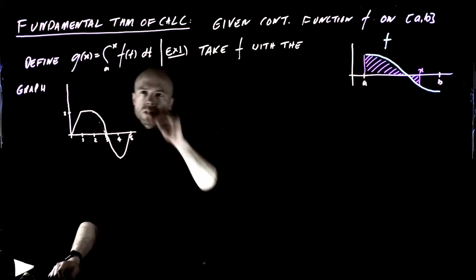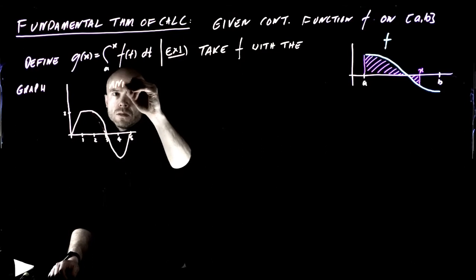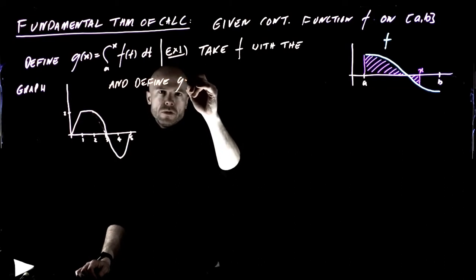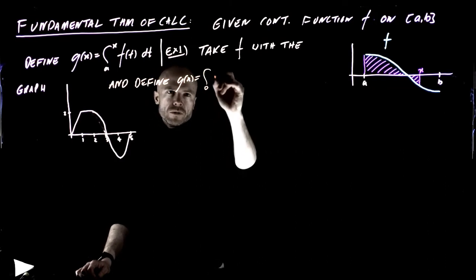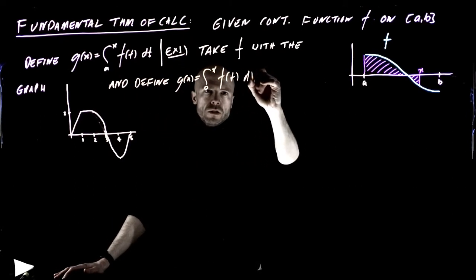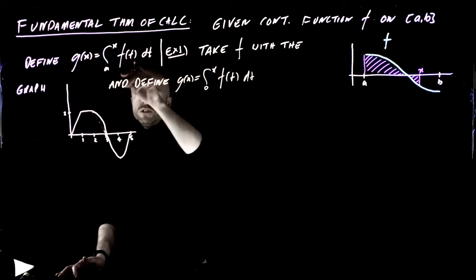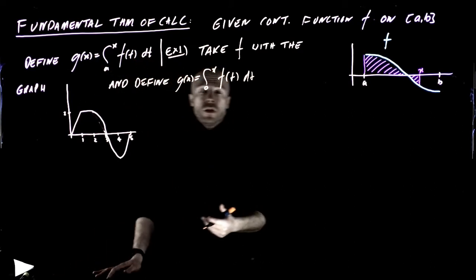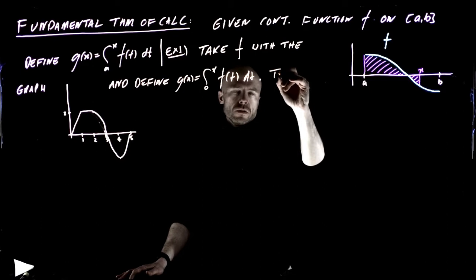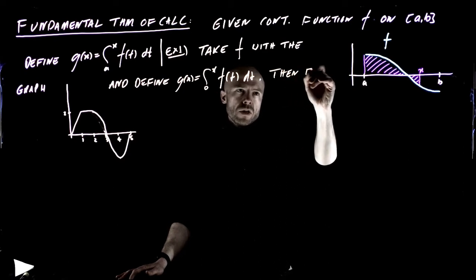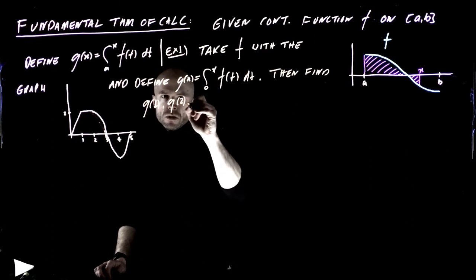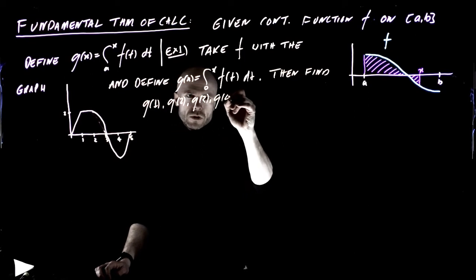And define g of x to be the integral from 0 to x of f of t dt. Since we use x in the definition of g, we're not integrating with respect to x, so we have to introduce a new variable, and that's going to be t. So this is our function. Then find g1, g2, g3, g4, g5.